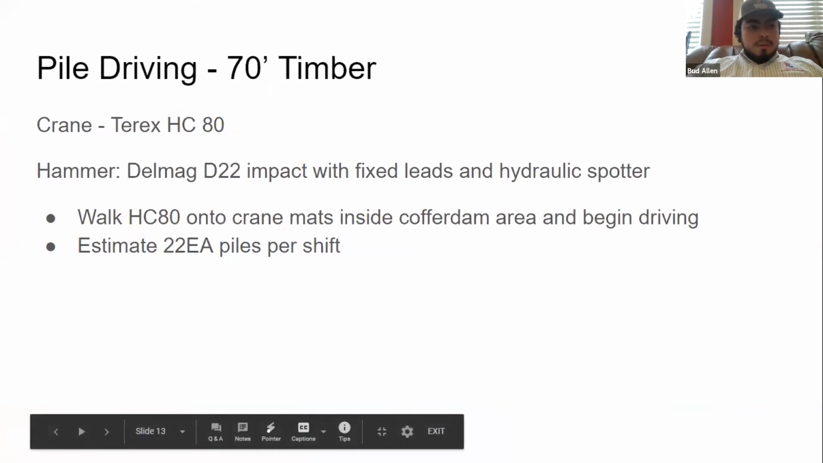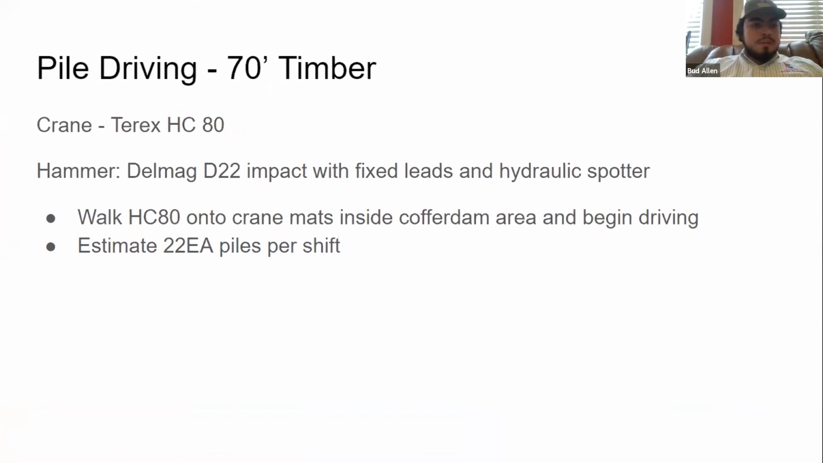We also have to drive about 1,500 70-foot timber piles. And to do that, we're going to be using a Terex HC80 crawler. Hammer of choice is a Delmag D22 with fixed leads and a hydraulic spotter. The reason we chose this lead setup is so that we don't have to fool around with setting up a template for these timber piles.